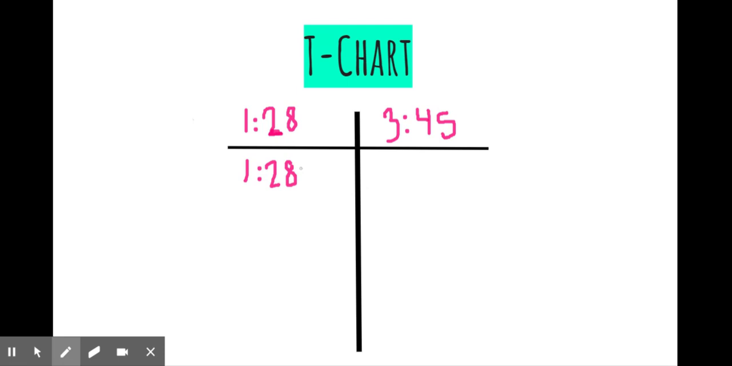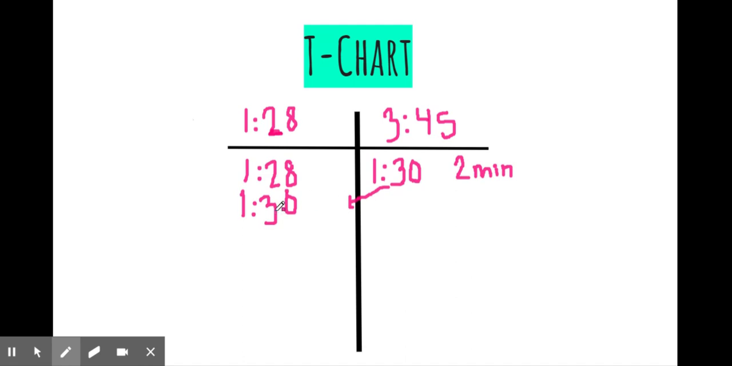Now, it's easier to work with times that end in zeros or fives. So we're going to take this time up to 1:30. From 1:28 to 1:30, we added 2 minutes. And we're going to use the abbreviation. All right, we then take 1:30 and put it in our left column because we're getting ready to start at that time and jump again. We want to get to 3:45.